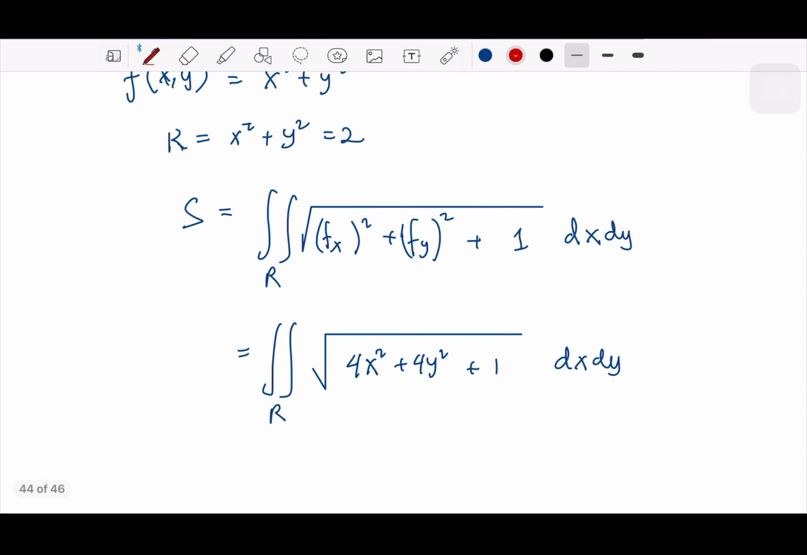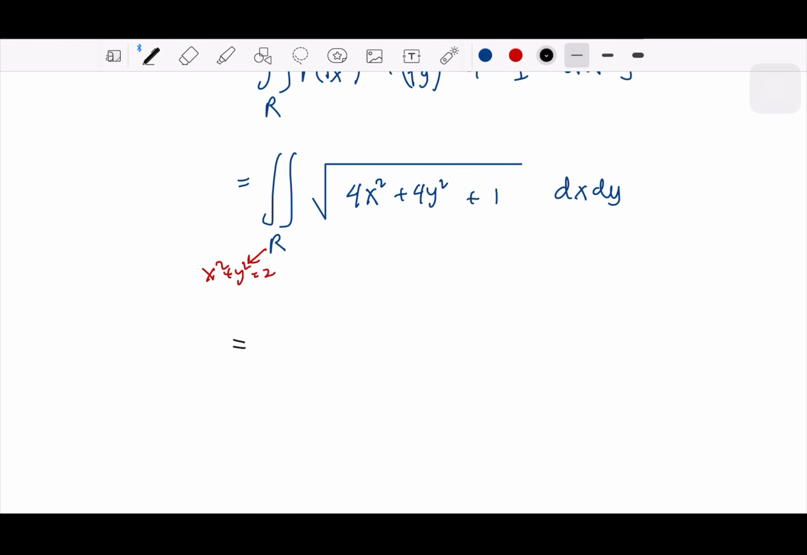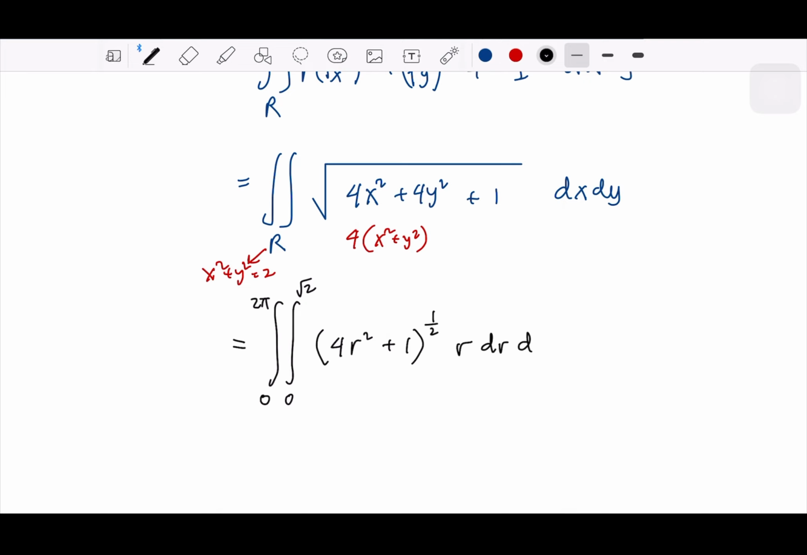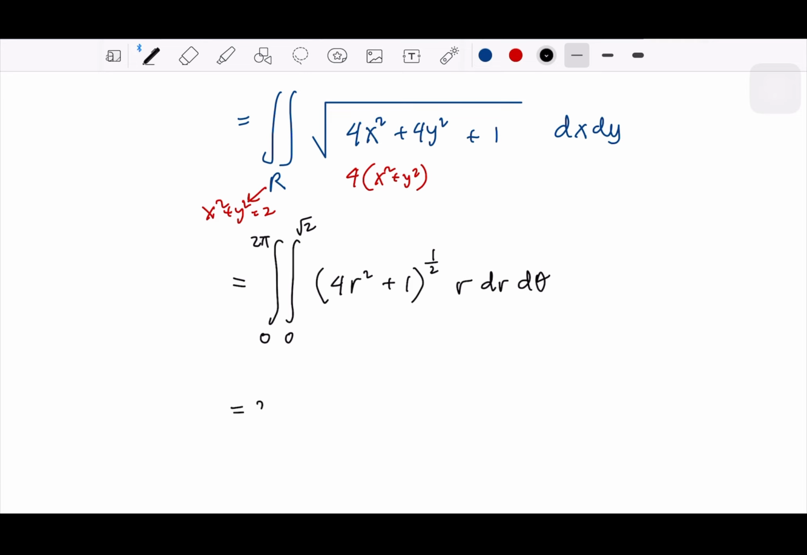Since R is a circle, x squared plus y squared equal 2, we are going to convert this double integral into polar coordinates. So theta is from 0 to 2 pi, and the radius is from 0 to square root of 2. Inside, we have 4 times x squared plus y squared, which we convert to r squared. So we'll have the square root of 4r squared plus 1, times r dr d theta. Okay, so we can solve.